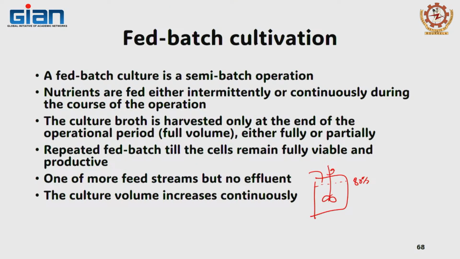So, one or more feed streams, but no effluent. We can have more than one feed stream. So, as I said, if more than one carbon source or more than one nutrient is required, I can have that. And if the nutrients are rate limiting, I can change the flow rate, I can control them. So, fed batch at least provides me some form of control. If in your work you require control for your product formation, fed batch would be a very good option.